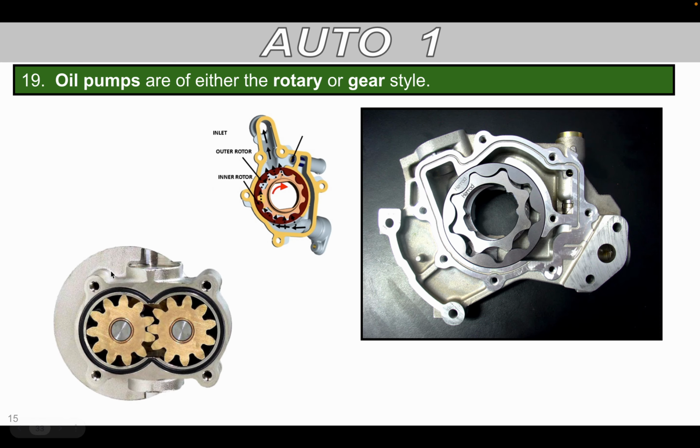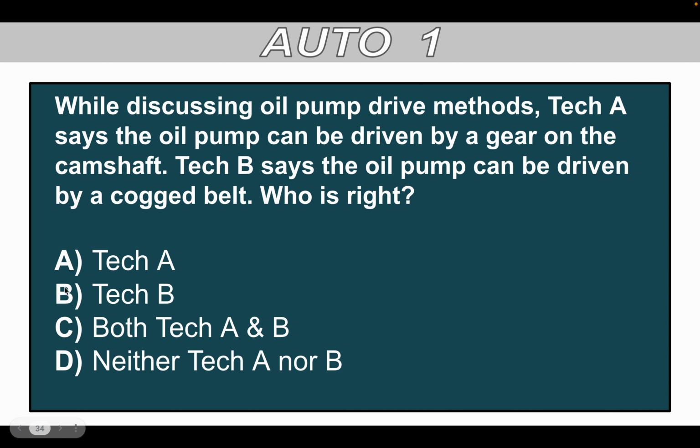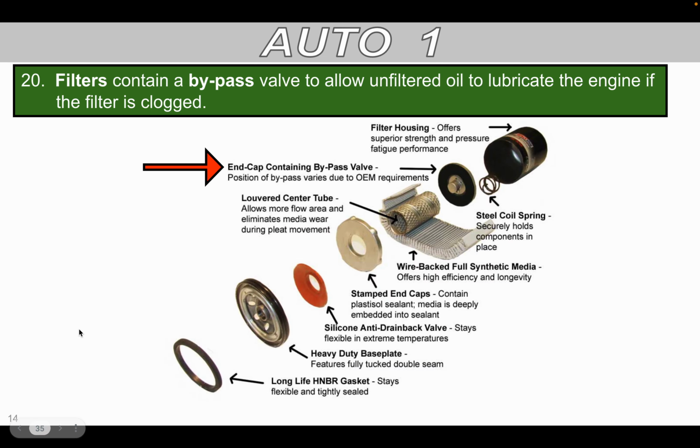So let's go back two slides. Oil pumps can be driven by what? Belt, gears. It could also be driven by a shaft or even be crankshaft driven. But belt and gears. So when we come back to this question, let me read it out loud. While discussing oil pump drive methods, how are we powering that oil pump? Tech A says the oil pump can be driven by a gear. True. Tech B says the oil pump can be driven by a belt. Also true. So that's why answer C is the correct answer, because both of them are correct.